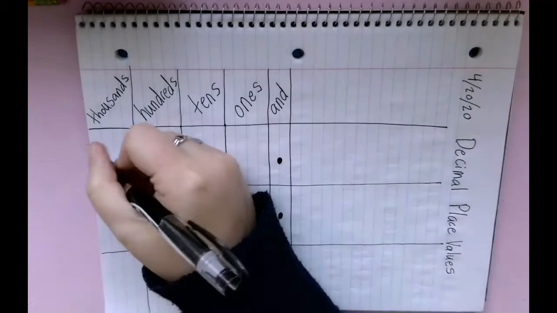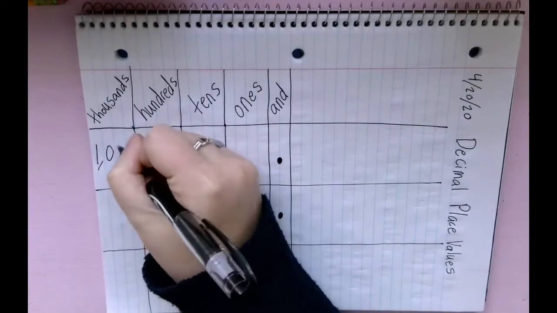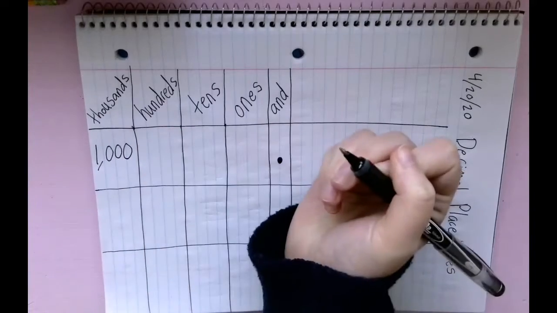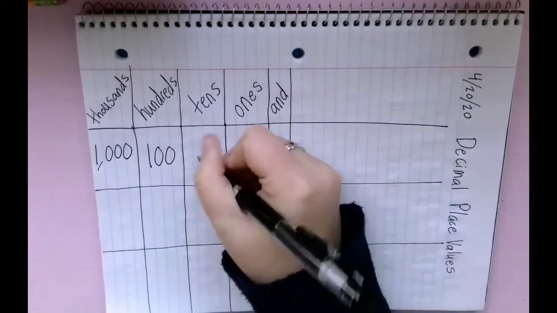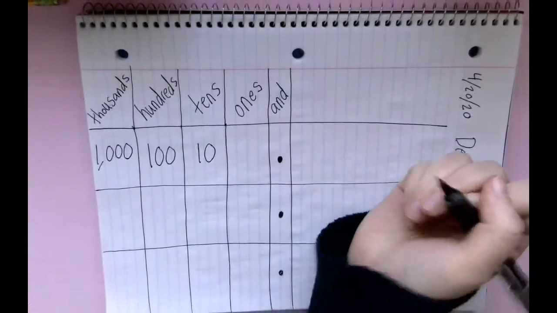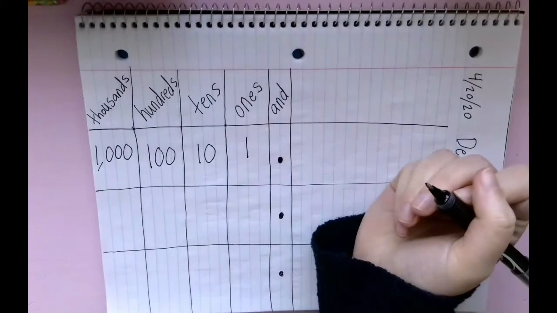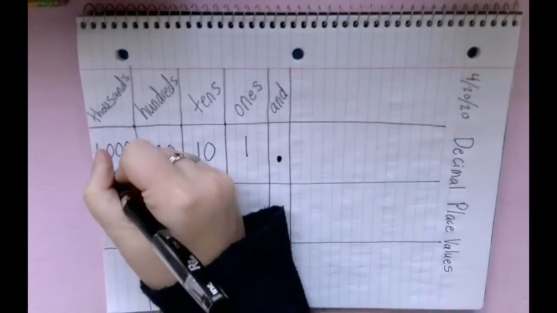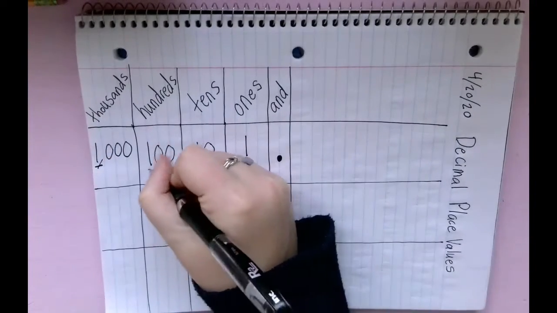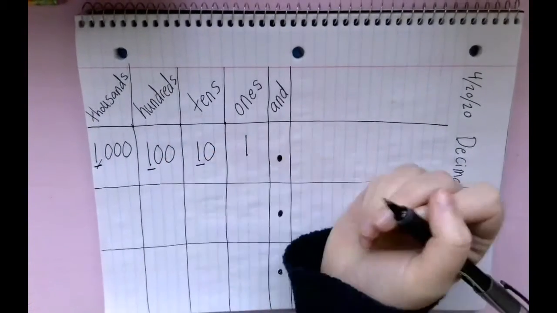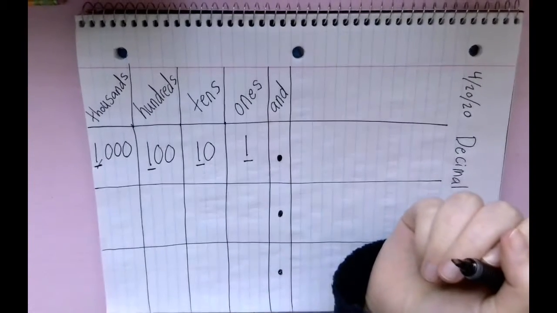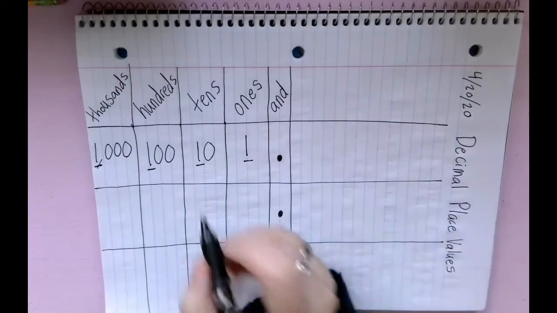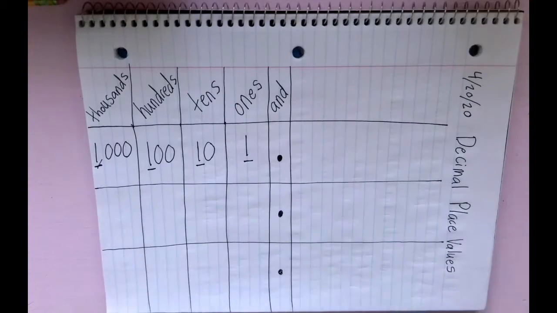So let's put in our values there. This would be valued at 1,000, hundreds, tens, and then the ones place. And what we did in class is we underlined that place value of what would change. That's the one that would, the digit would change whether it's in that place value.